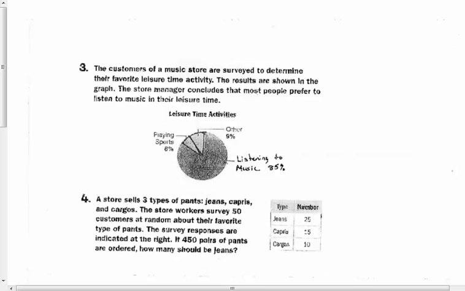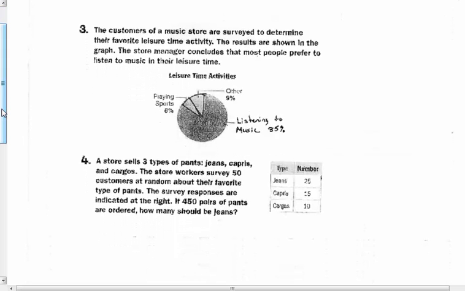Random, key word there. Number 3, the customers of a music store are surveyed to determine their favorite leisure time activity. The results are shown in the graph. The store manager concludes that most people prefer to listen to music in their leisure time. So, listening to music is 85%, 9% are other, and playing sports is 6%.